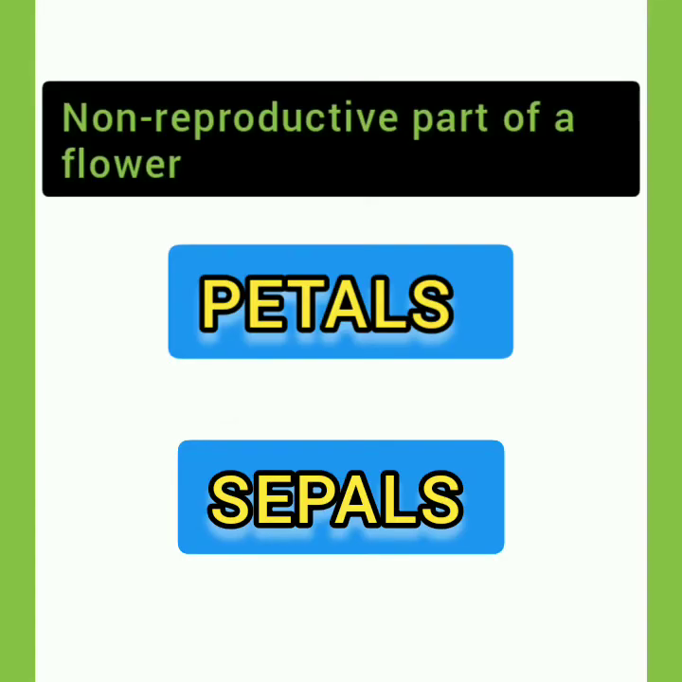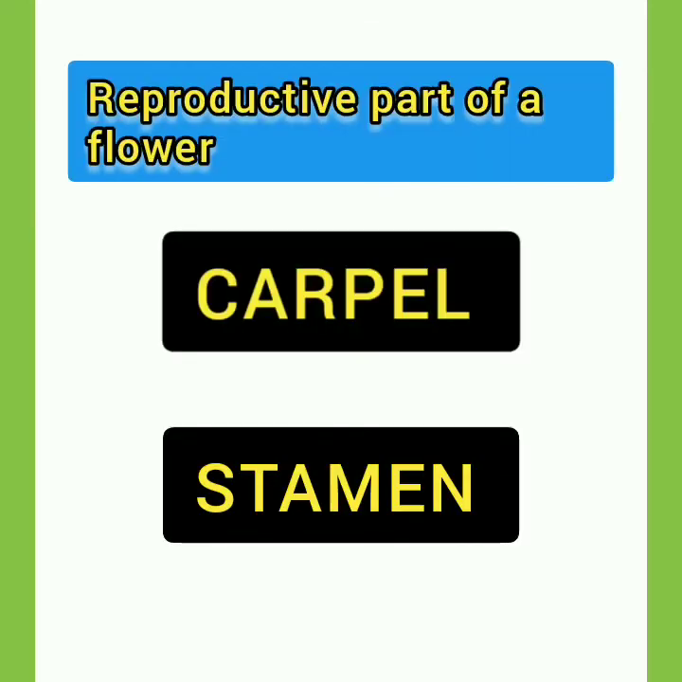So sepals and petals are the non-reproductive parts of a flower. Means no new plant can grow from these parts. But carpel and stamen are the reproductive parts of a flower. Means these parts are important for growth of new plant.